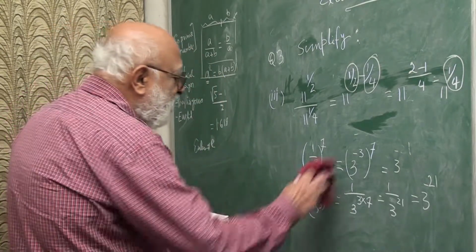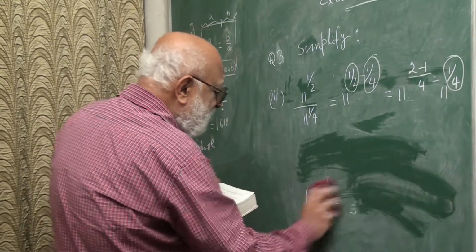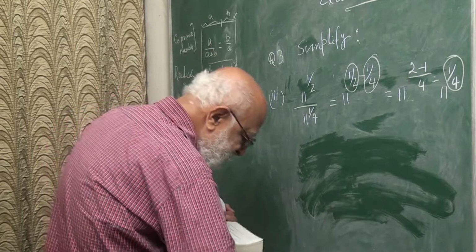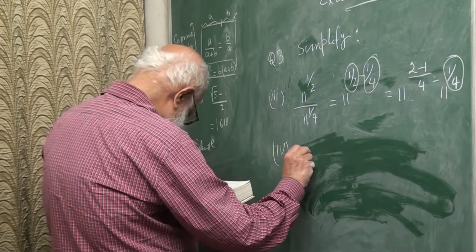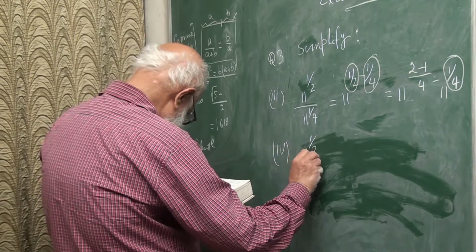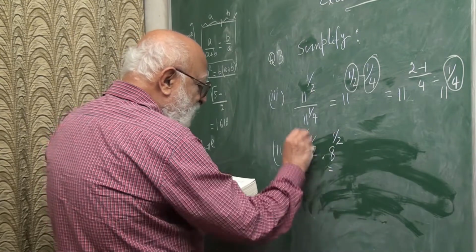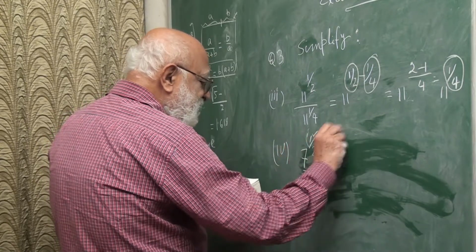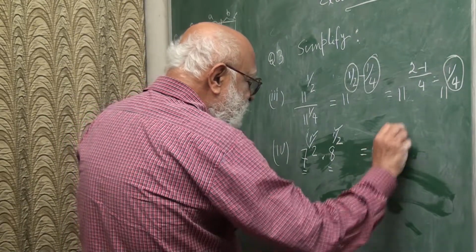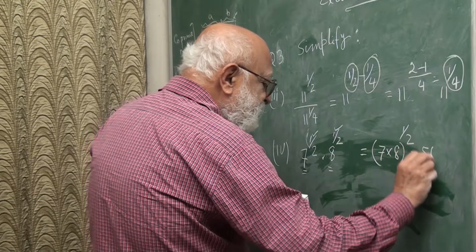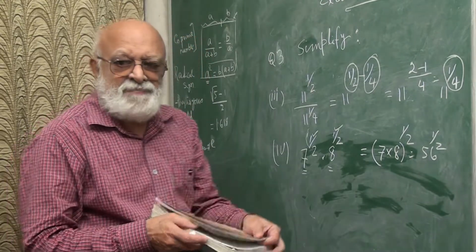You can do it verbally, but I just did it so that you see that in case of any number, you have to do it like this. Okay, the last one, that is 7 to the power half into 8 to the power half. So the base is different, but the power is the same. So what I will do is 7 into 8 to the power half. That is 56 to the power half. So this completes our chapter 1.